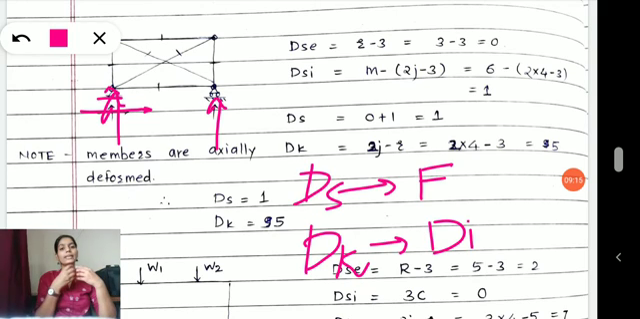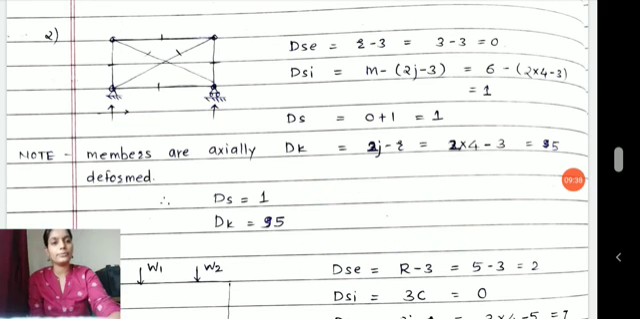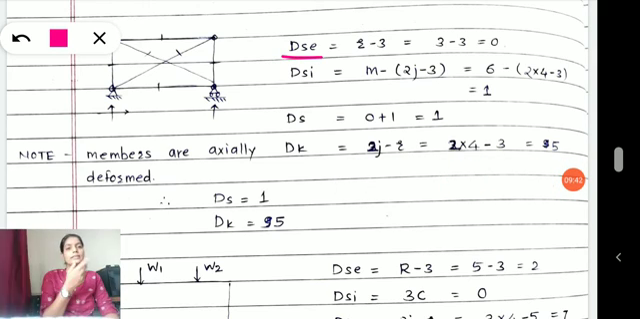If the body is under a system of forces and it is determinate, ds will be 0. But if due to displacement my body is becoming indeterminate, then dk will be present, or it will show a value greater than 0. Right. So let's analyze this truss. First of all, we will calculate ds. ds here is provided. Yes, it is.